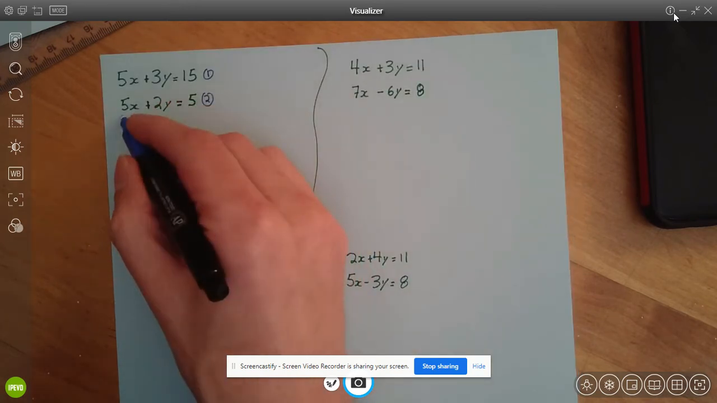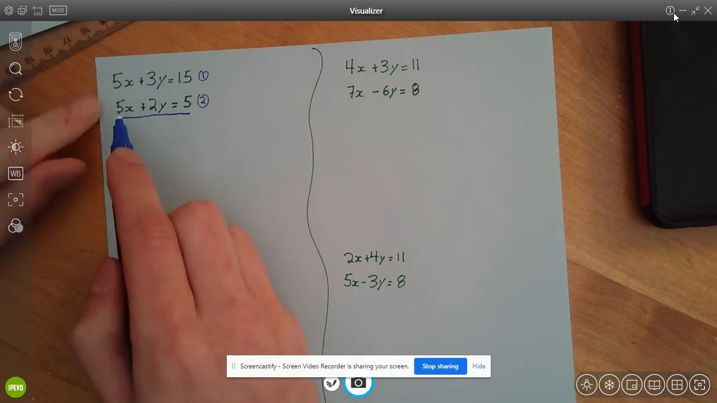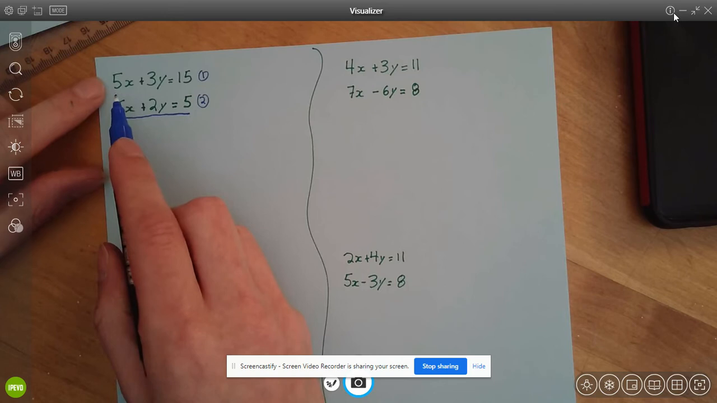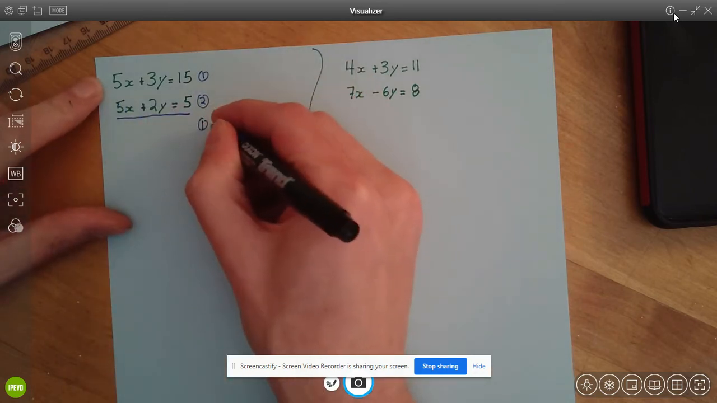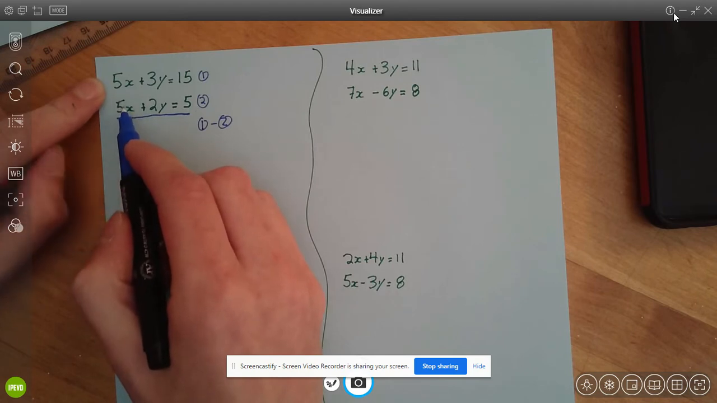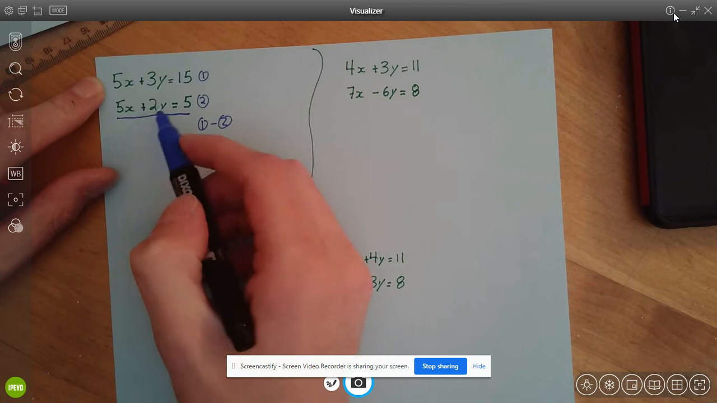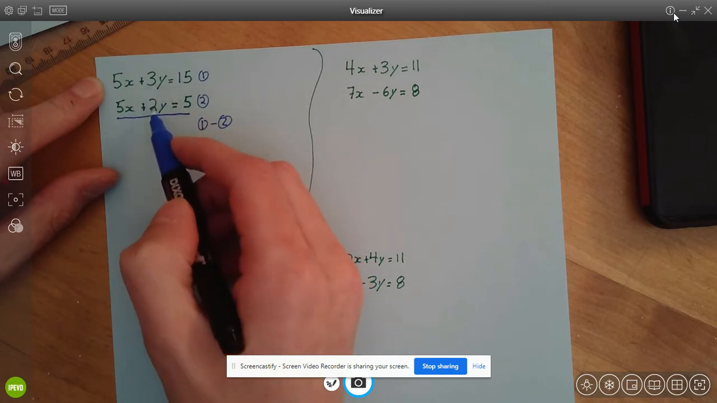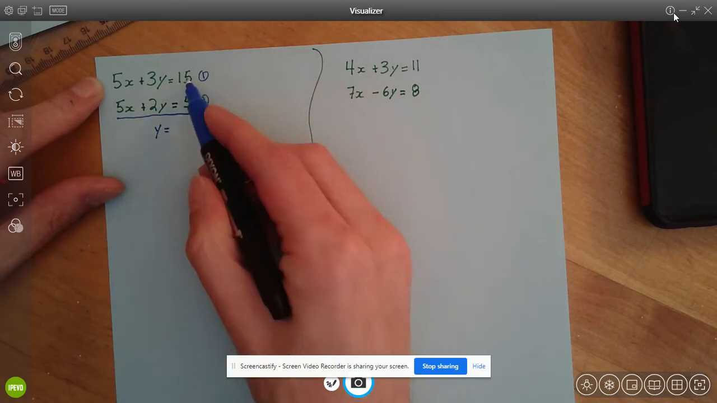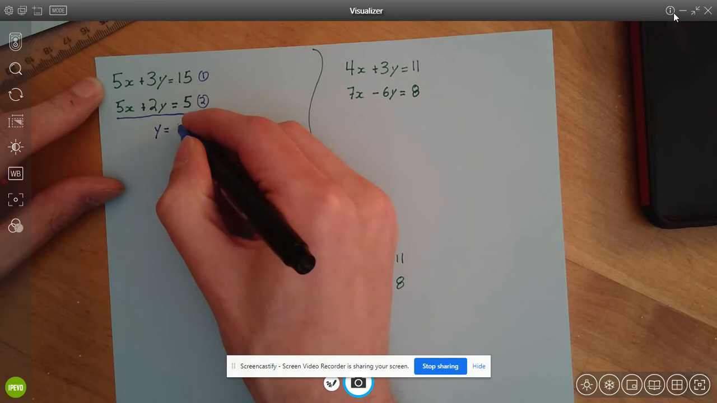So for example, here, you notice I have the same coefficient on x in both equations. So if I subtracted equation 2 from equation 1, so let me write that here. If I do equation 1 minus 2, if I do 5x minus 5x, I get 0x, which is nothing. So I've eliminated my x's. Then I can subtract my y's. 3y minus 2y is just y. Then I subtract my constant, 15 minus 5, so y equals 10.